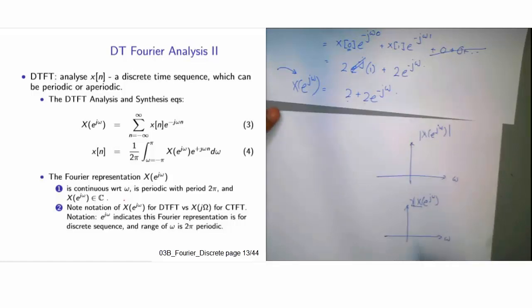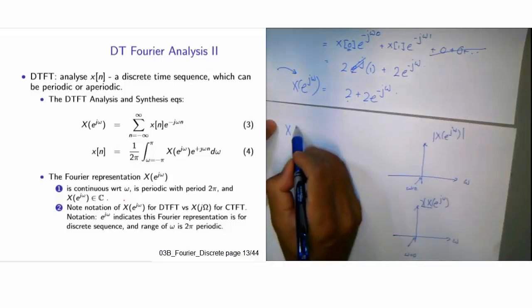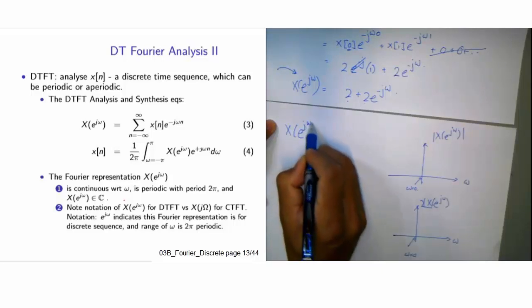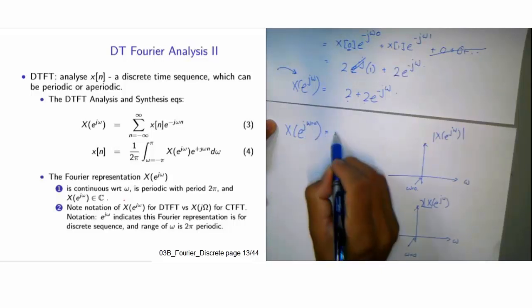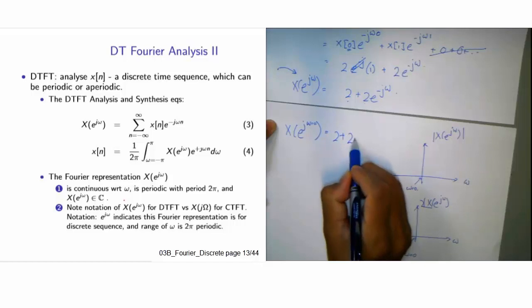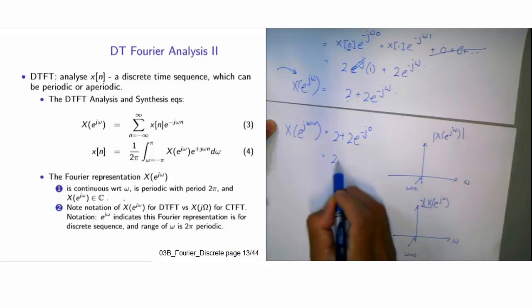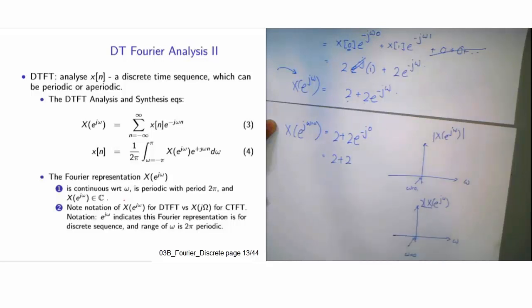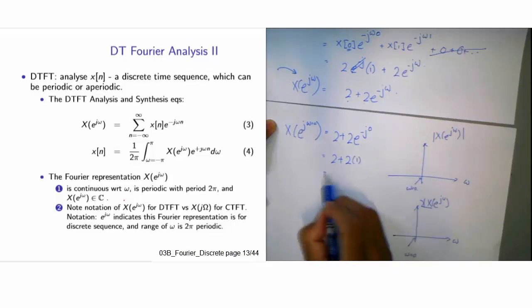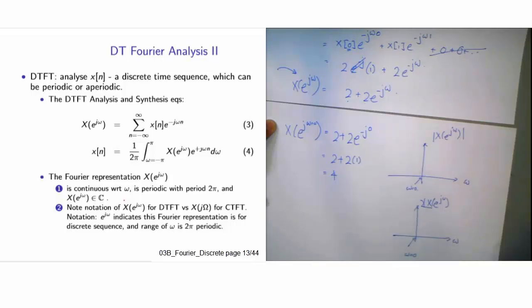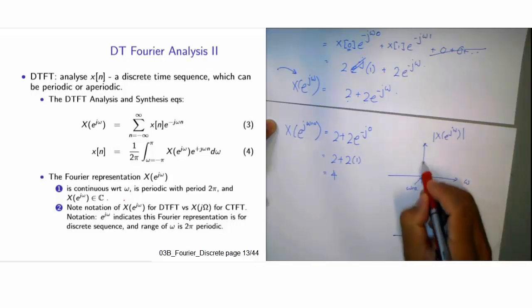Now, what about X? Okay, let's plug in omega equals 0. So what is X(e^(j omega)) at omega equals 0? This equals 2 plus 2 times e^(-j 0). Answer is? Right? Agree? And therefore now at omega equals 0, out comes the number 4.